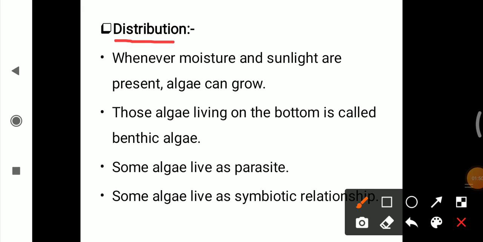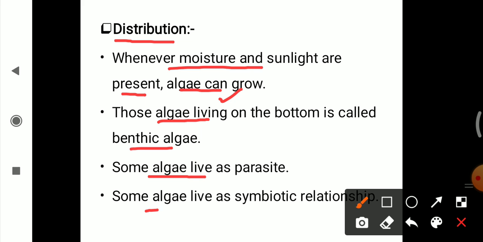Distribution, or we can say habitat or occurrence of algae: whenever moisture and sunlight are present, algae can grow. They can grow in soil and in water. Some algae live on the bottom, called benthic algae. Some algae live as parasites, which means they live on a host, for example in a plant or in an animal.